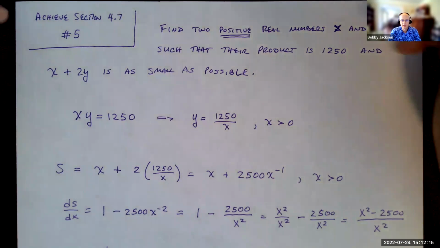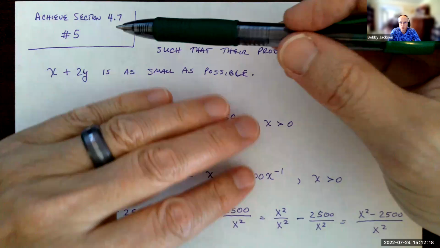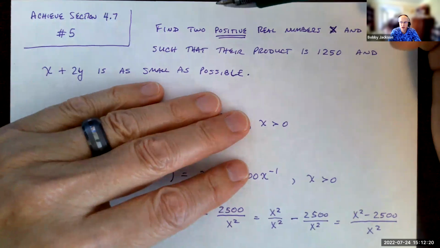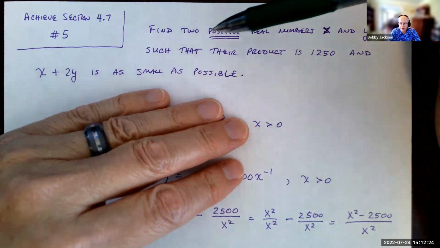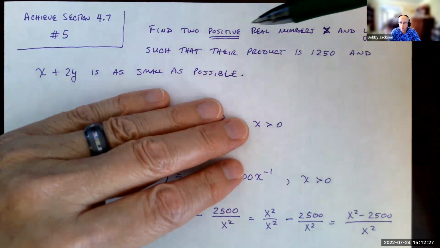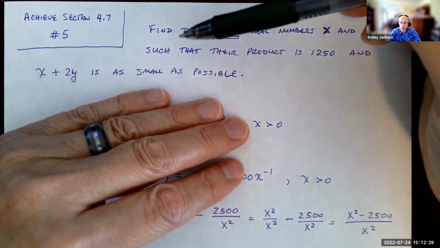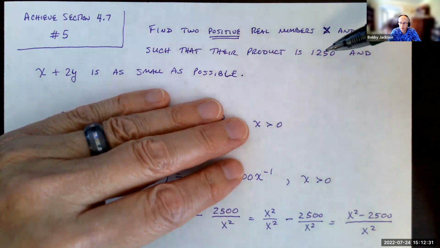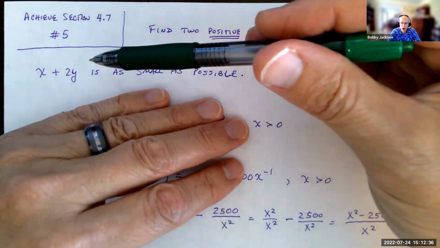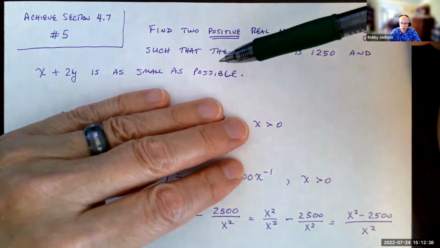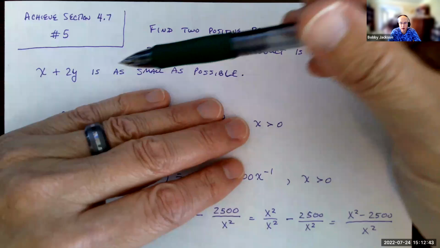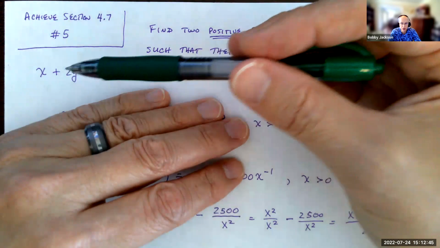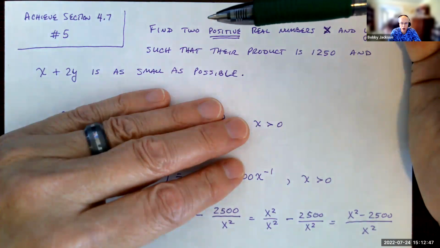Hey everyone, we're going to take a look at number 5 in section 4.7, again on optimization. This problem wants us to find two positive real numbers x and y, such that their product is 1250, and x plus 2y is as small as possible. So we're looking for what? A minimum, right? We're trying to minimize this function, really, which is a function of x and y.